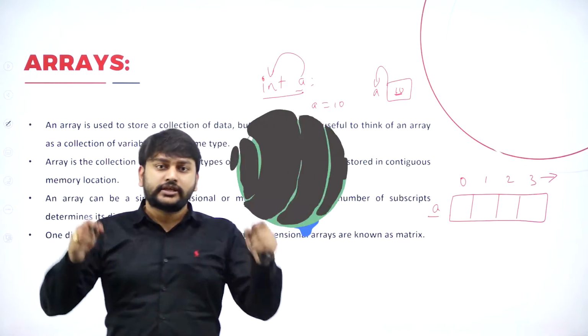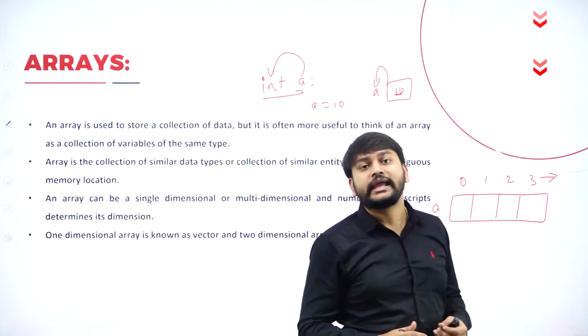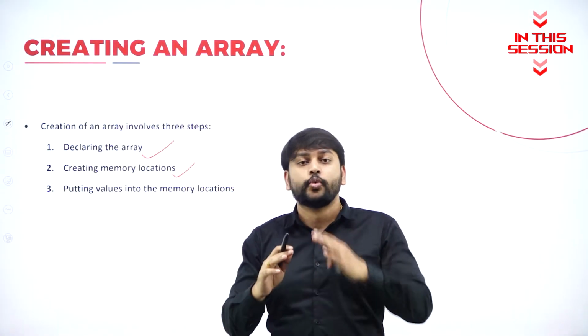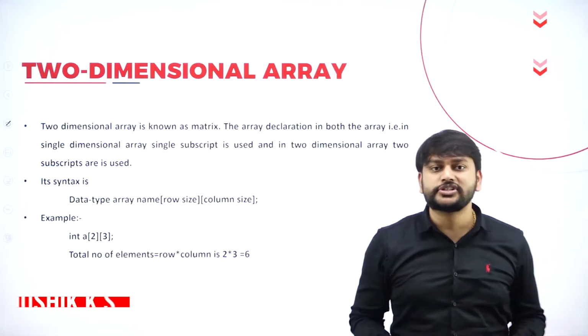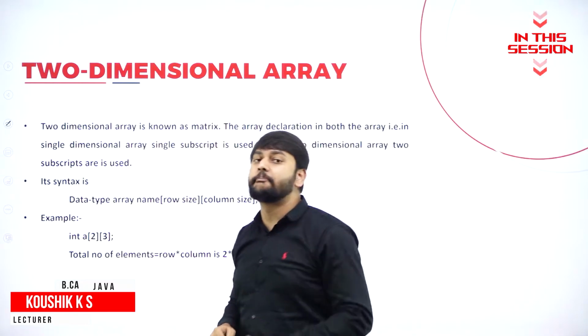To access each and every element that I have in the array, I will be using the index. Creating a memory location, that is the second important step with respect to the array. One dimension, in the sense you should treat it as a vector. If it is two dimensions, you should treat it as a matrix.